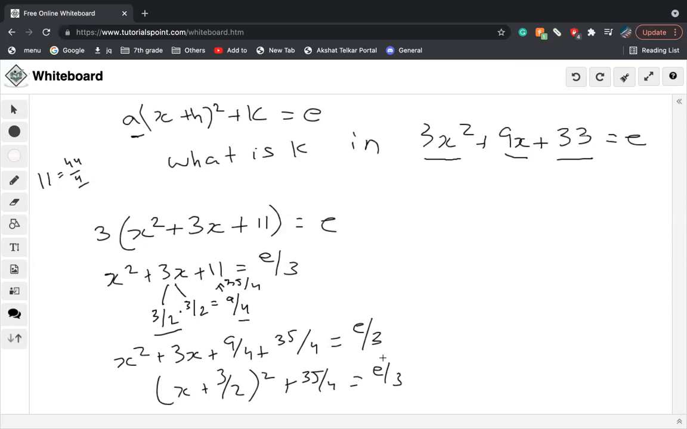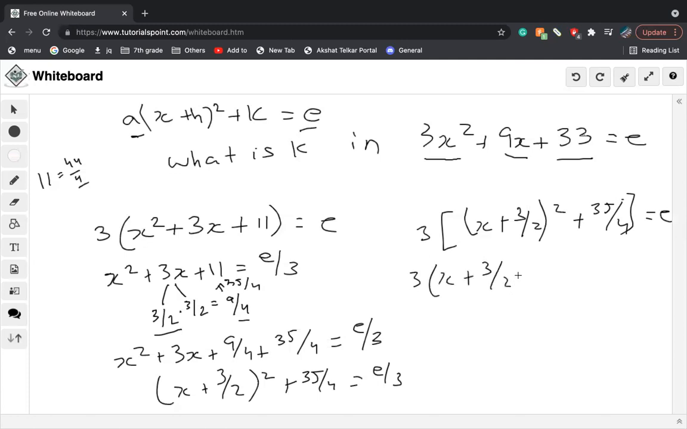Now you know the next step is to factor this e out by itself. So now you're going to get 3, and it's going to go in brackets here: x plus 3/2 squared plus 35/4 equals e. So now you can just factor this out, right? 3 times (x plus 3/2) squared plus, and this is your answer right here, equals e.